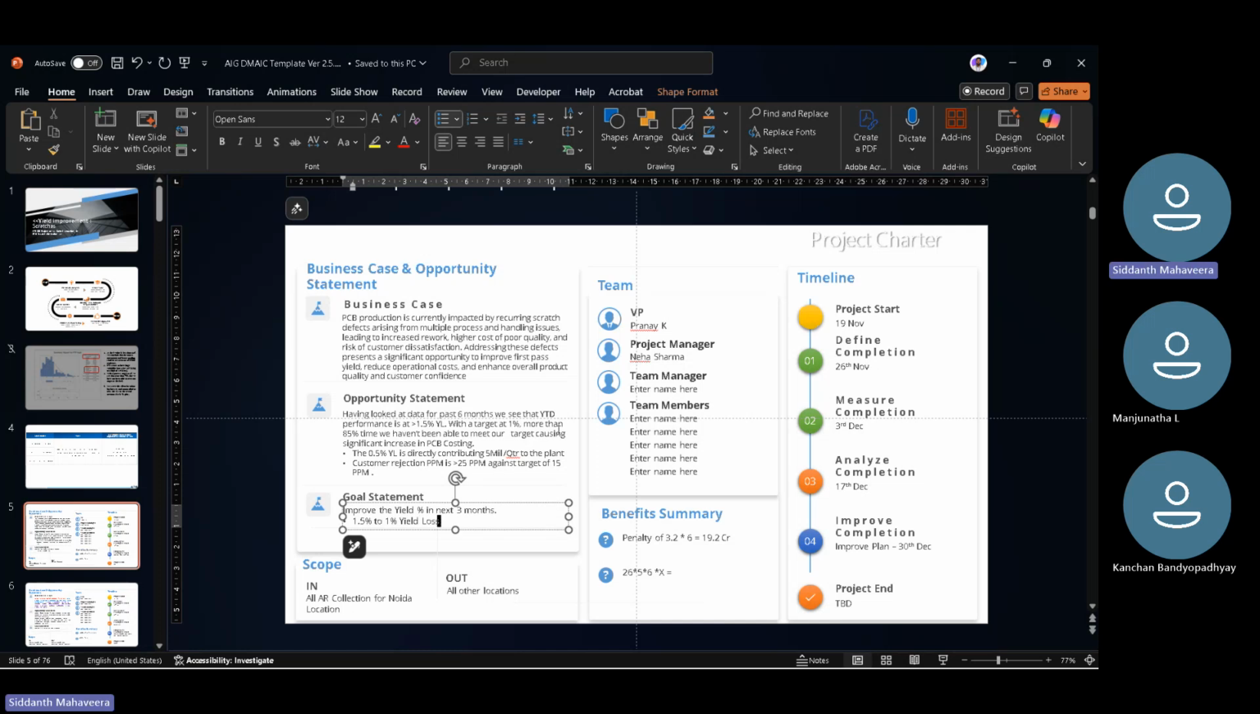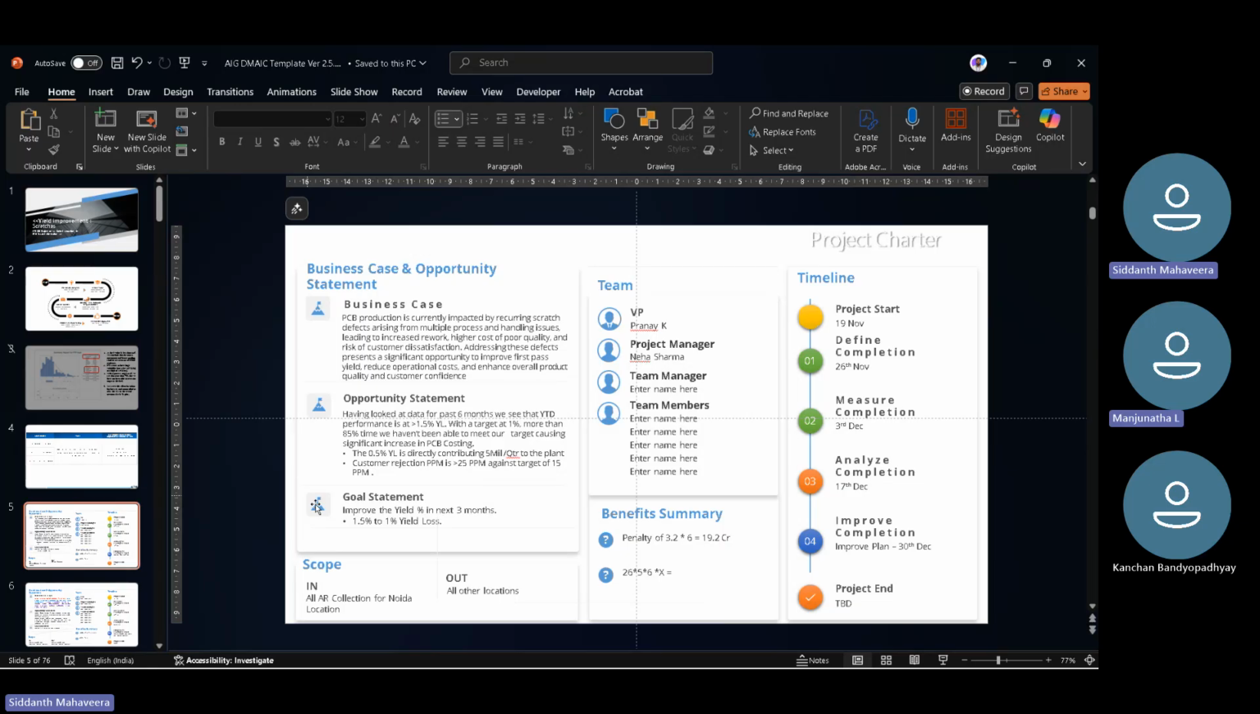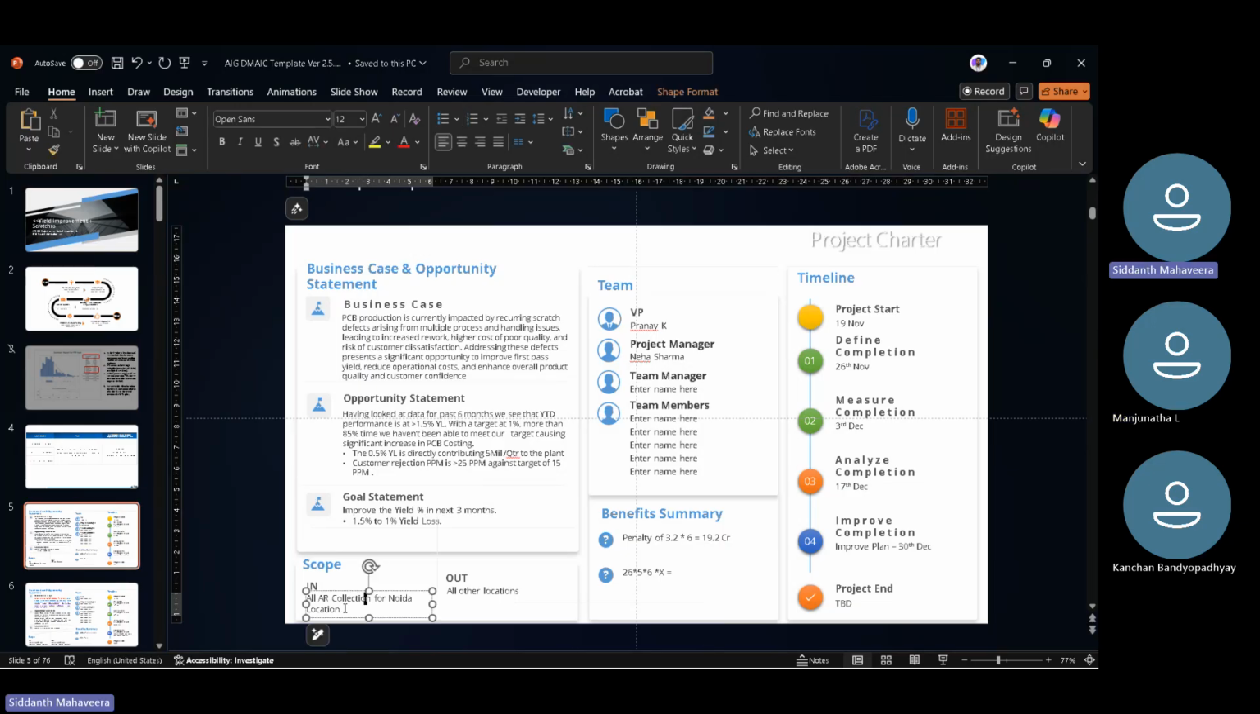Yield loss. So that is one. Customer rejection. We will be focusing on these things, because if we focus on these, automatically everything would follow. So the focus is basically the yield. That is the scope.